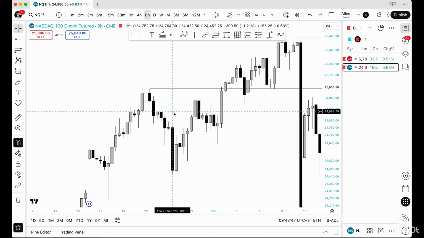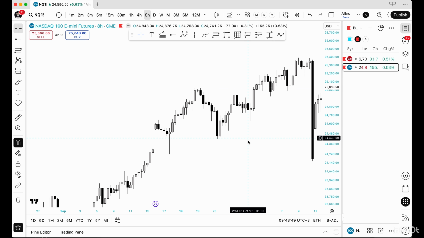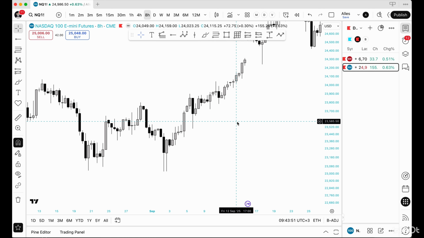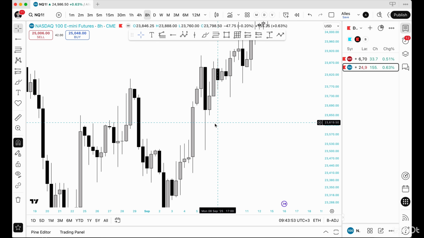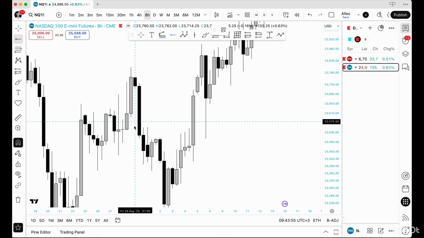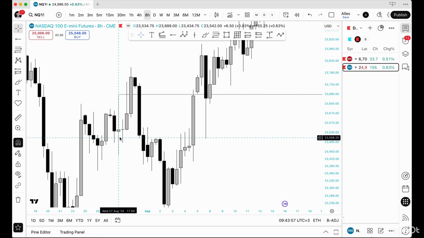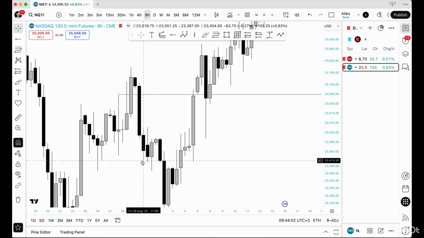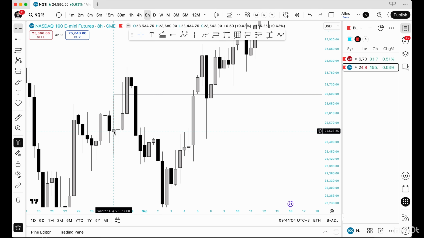Okay, now let me search for an example of what we shouldn't do. For example, right here. This is not a high. Yes, it looks like a high, but we have an up candle and a nothing candle and again an up candle. So there's no up and down. So this is not a high.